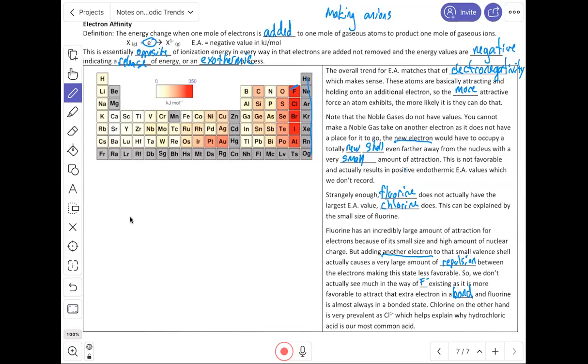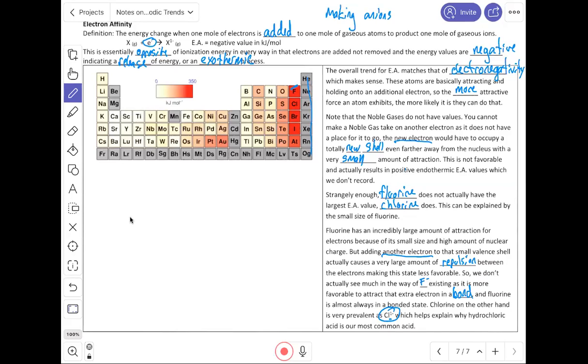Chlorine, however, actually exists as Cl- most of the time. And this is why hydrochloric acid is the acid we use the most, because it just basically provides chloride ions, which do all sorts of things, such as kill bacteria in pools and act as bleaching agents, because that extra electron in chlorine's got more space in its outer shell than the fluorine does. It doesn't have as much repulsion.